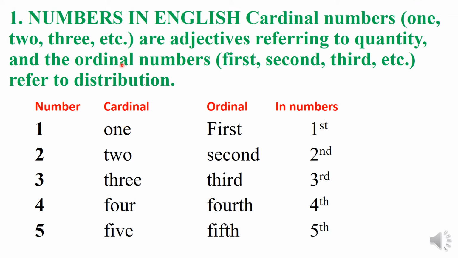And we have the other part, ordinal numbers. When you say first, second, third, and so on, they refer to distribution. What I can remind you here, these ordinal numbers are used when you want to say the position, or place, that a person or something holds.